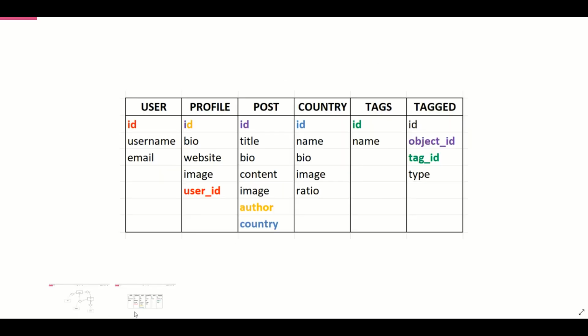Essentially within the database, the table is going to look like this. The main things to point out is that user ID is a foreign key to the ID of a user. The author is relating to the profile ID, the country to the country ID. We have the tagged, which has the tag ID relating to the ID of the interest, an object ID which relates to the profile or post ID, and a type here which determines which of the two it is.